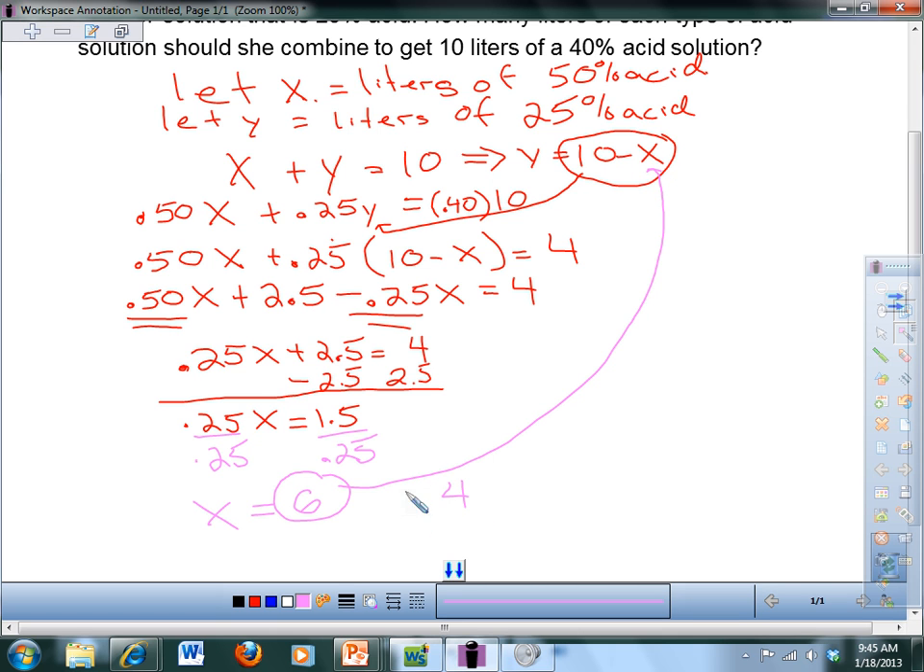So that equals y. So to make a concentration of 40%, you would put in 6 liters of the 50% solution and 4 liters of the 25% acid. Okay? You follow that? There are examples in your book. And on that handout, it also has pages where you would find similar examples. All right? So there's that one.